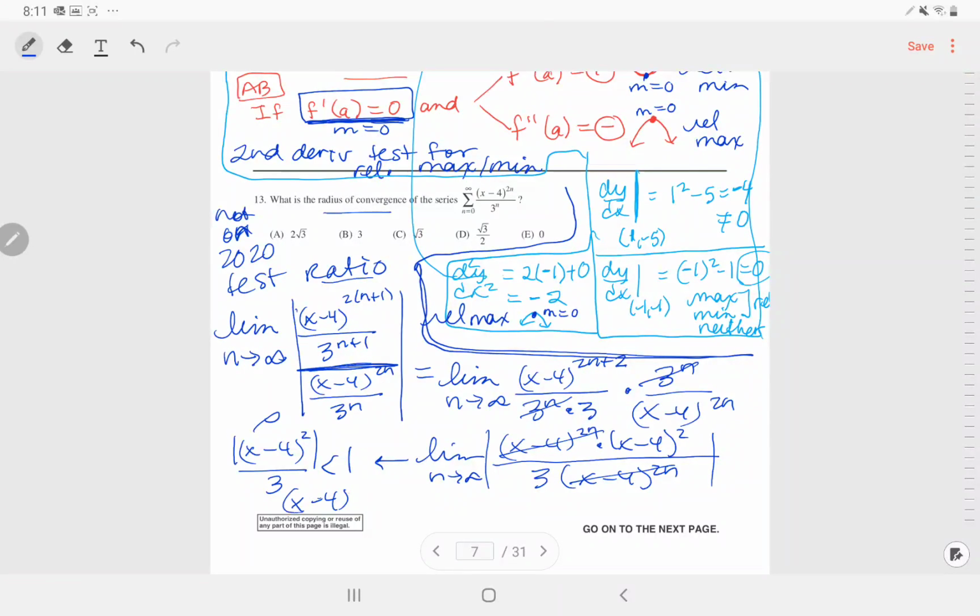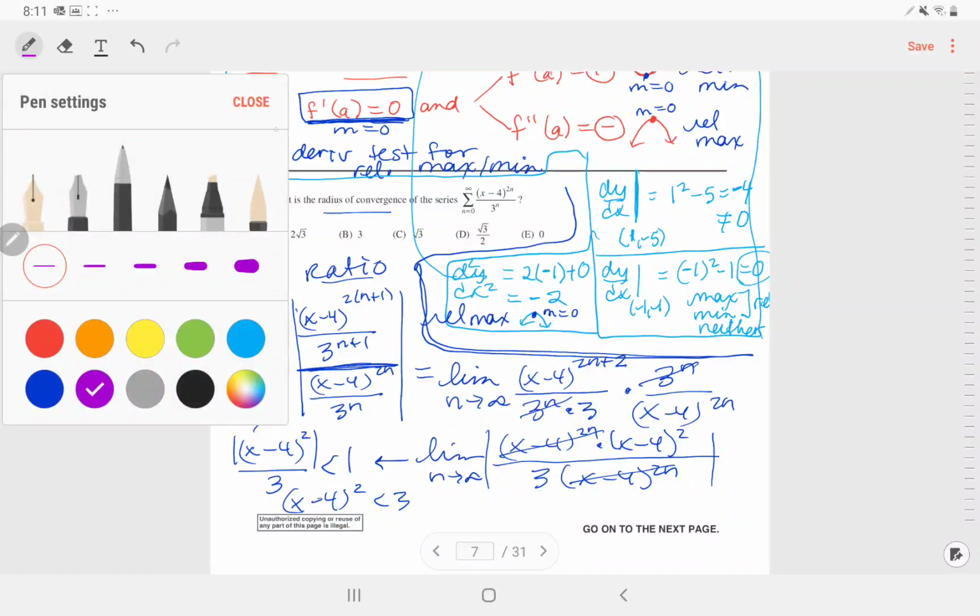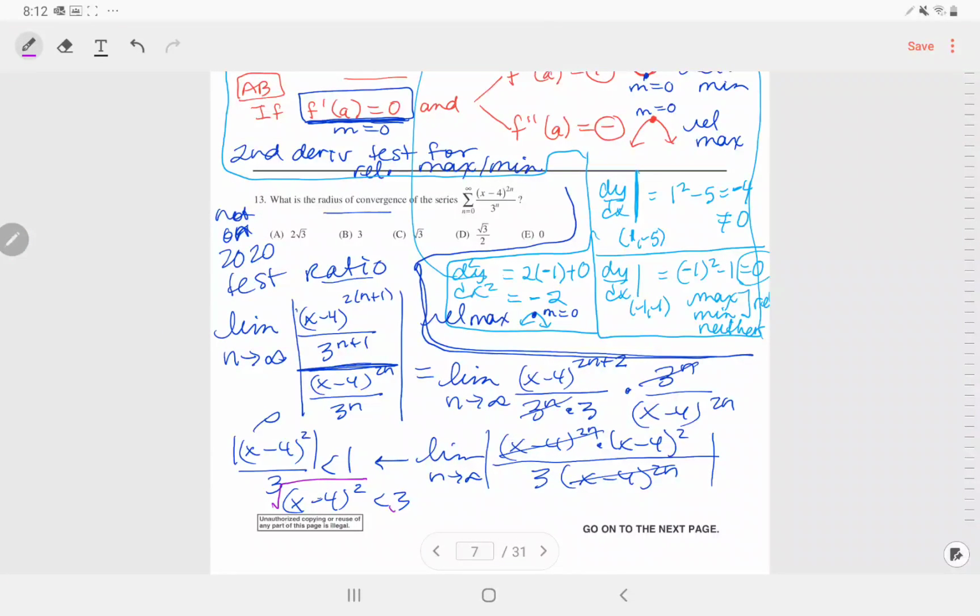So (x minus 4) squared is less than 3. Square root both sides. Technically, that gives you an absolute value, less than radical 3. And then, wow, we're really running out of space here. So x minus 4 is less than radical 3 and greater than negative radical 3.